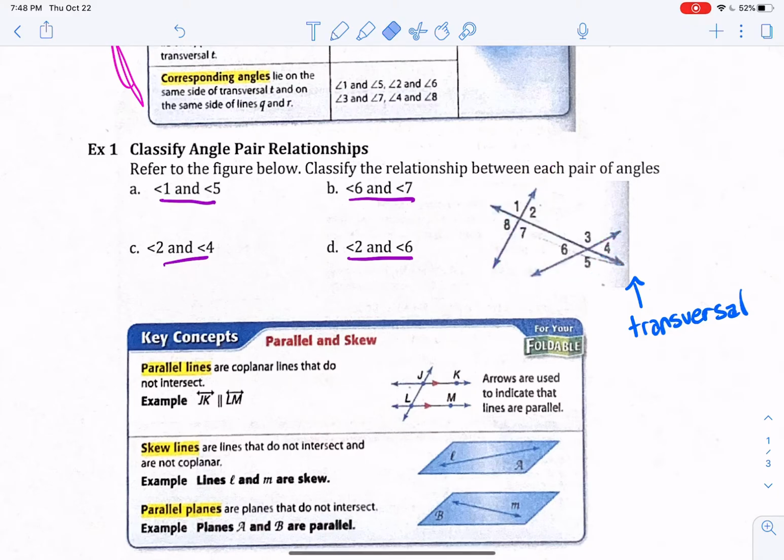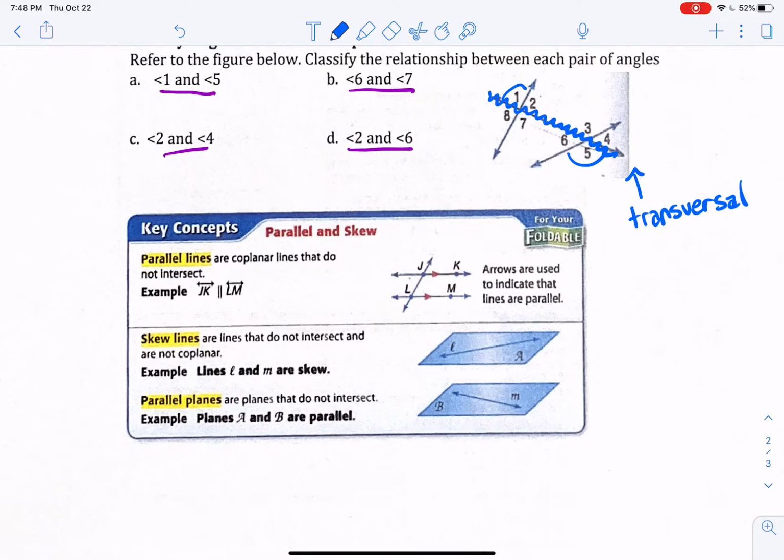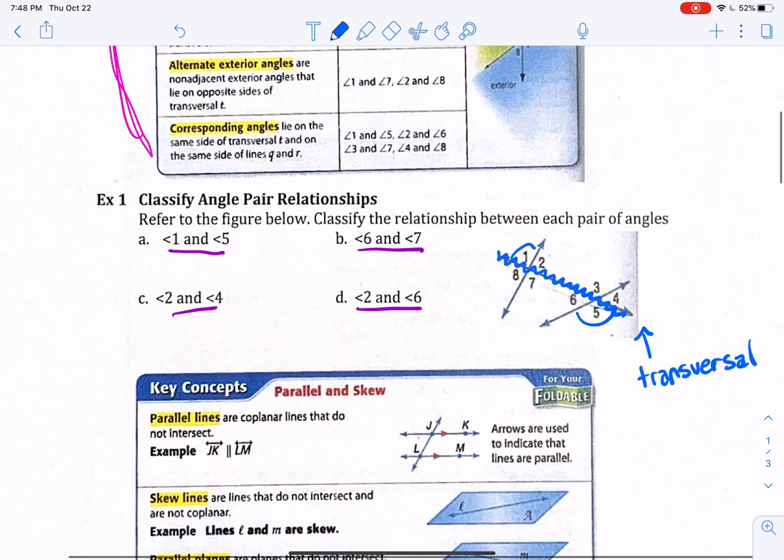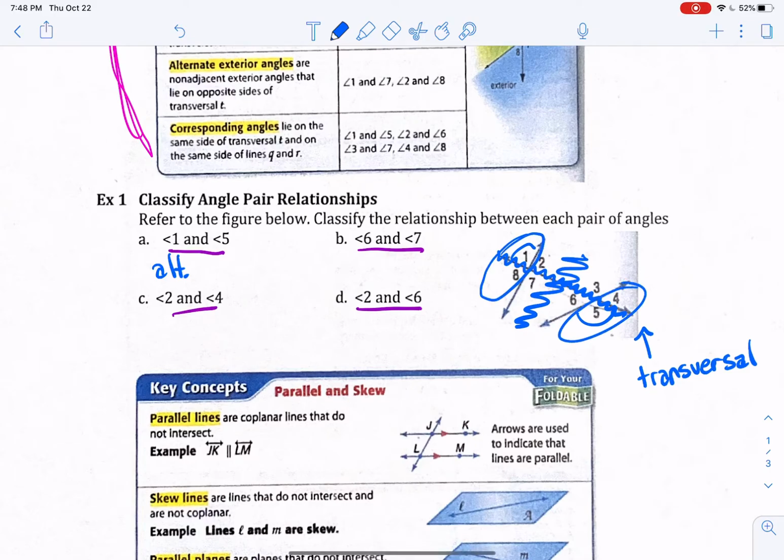Okay, so let's talk about these angle pair relationships. Angle 1 and angle 5. If here's my transversal, those guys are on opposite sides of the transversal, so they are alternate. And if this is the interior where my train track lives, these guys are on the outside. So these are alternate exterior angles, okay?